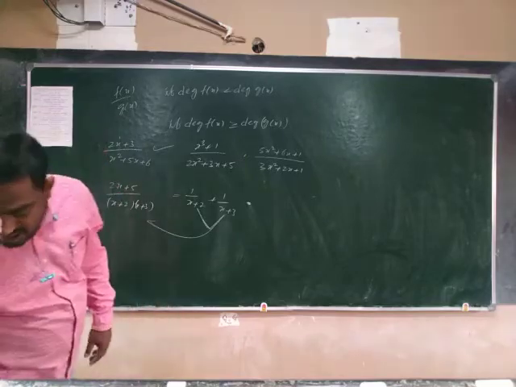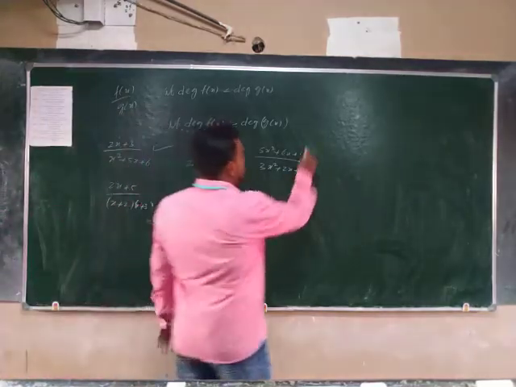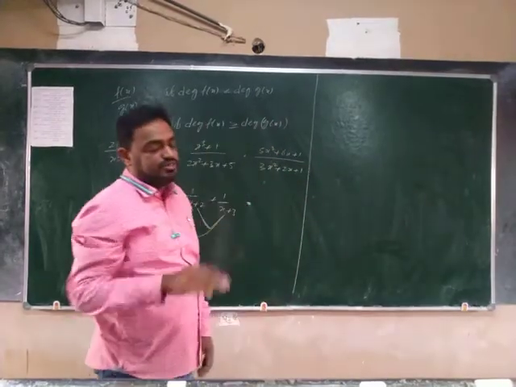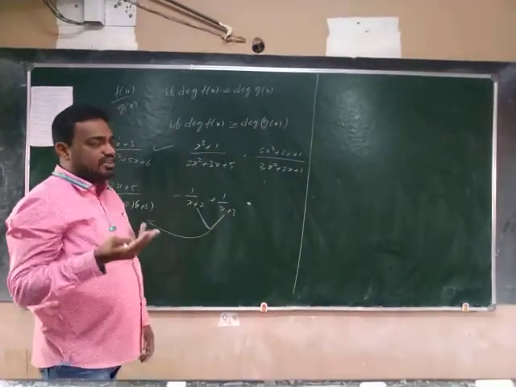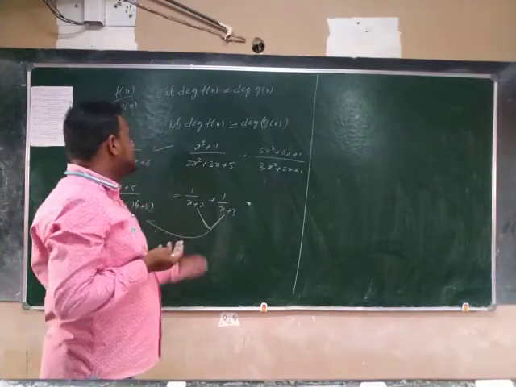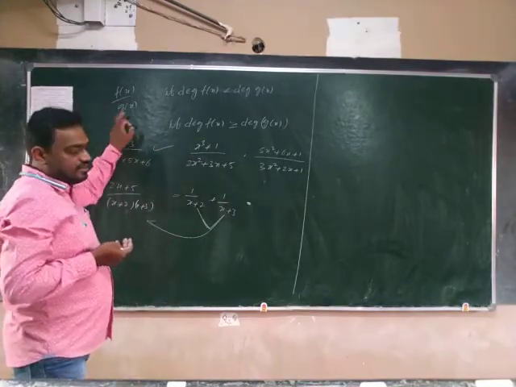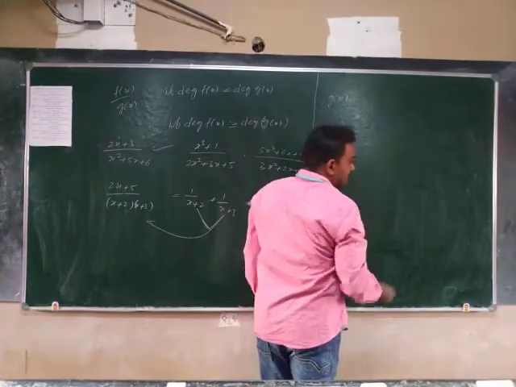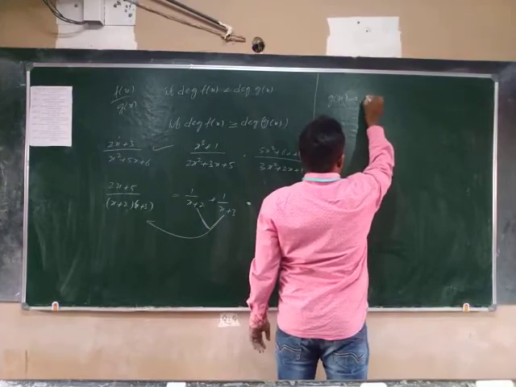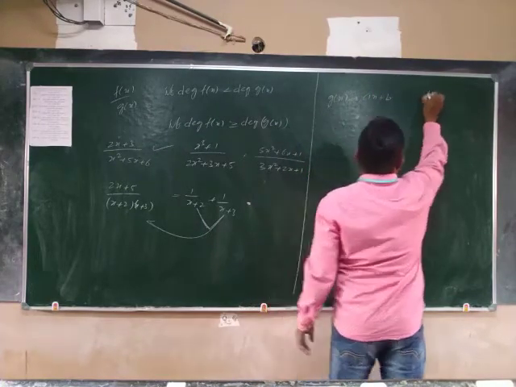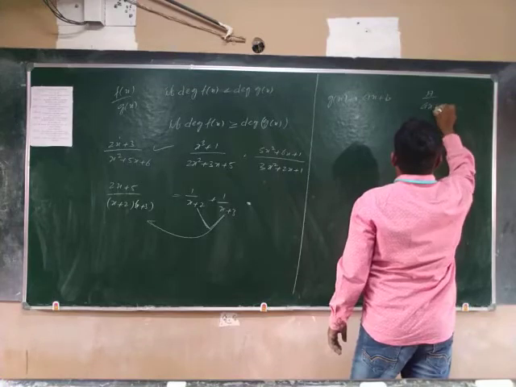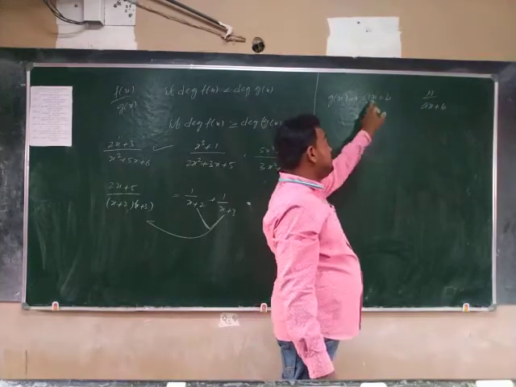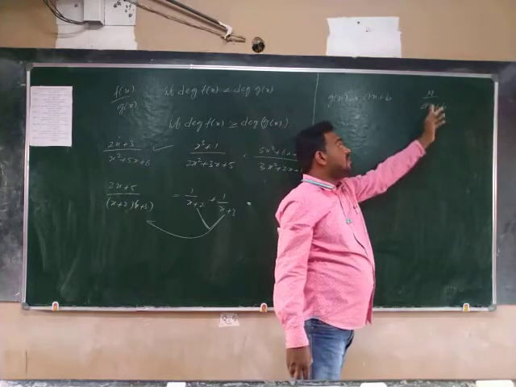So how do we find the partial fractions? This is also important. It depends on g of x. If f of x by g of x is a proper fraction, the partial fractions exist. How? It depends on g of x. If g of x has a factor in the form of ax plus b, the partial fraction is in the form of a by ax plus b.